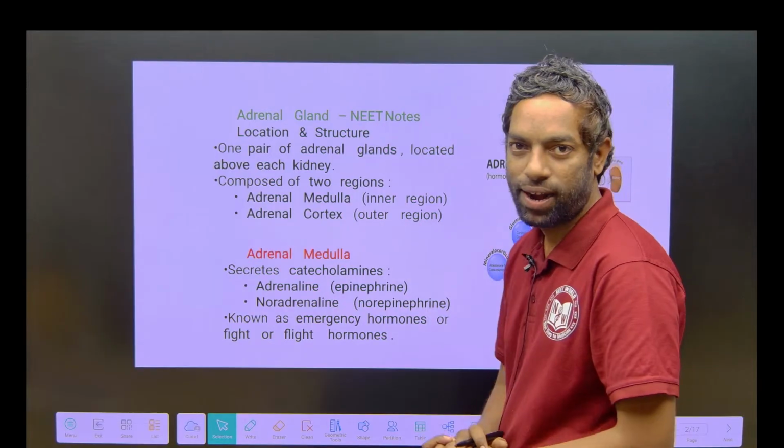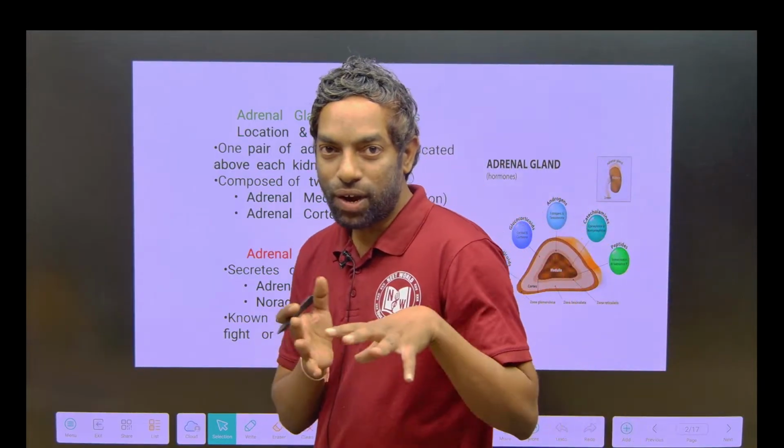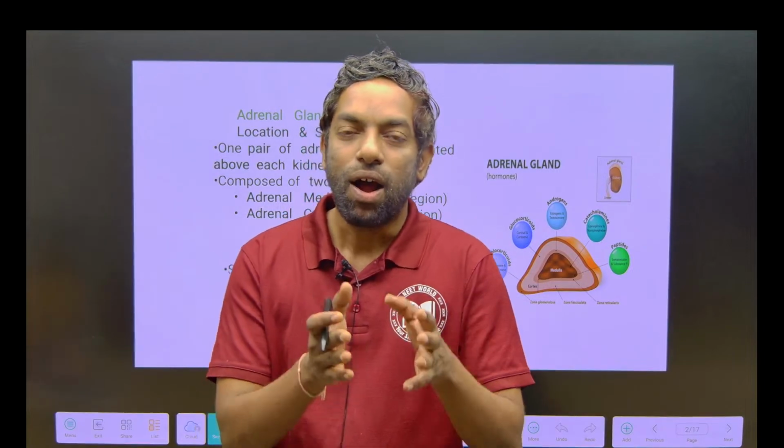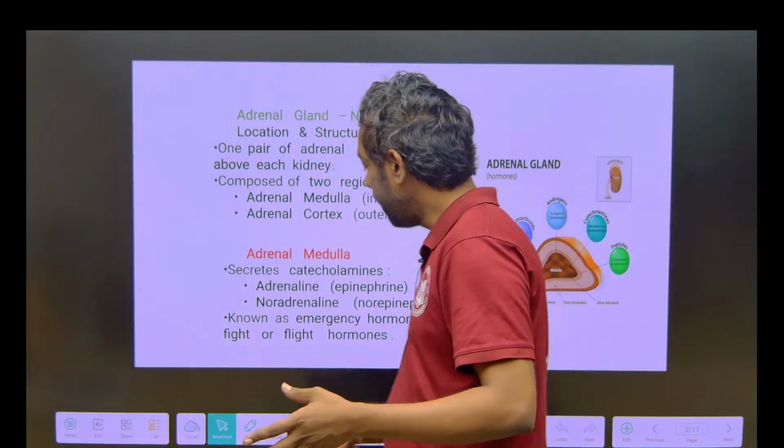Today's topic is the adrenal gland. The adrenal gland is an endocrine gland, which means it releases hormones. How is its origin? Let us look at the origin of the adrenal gland.